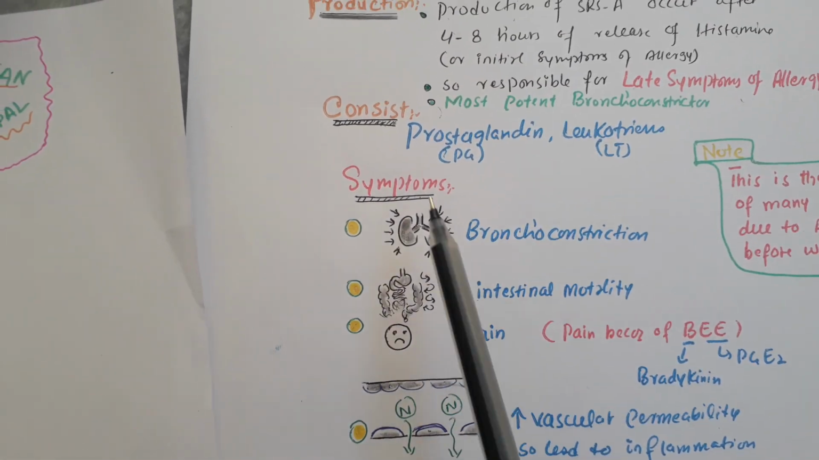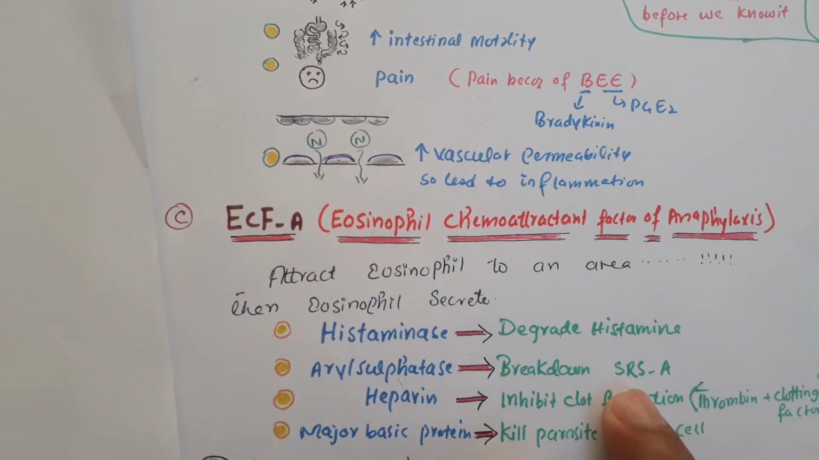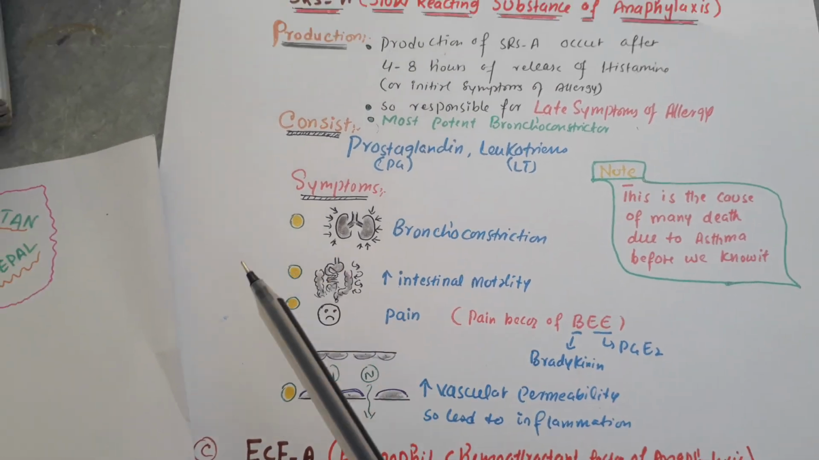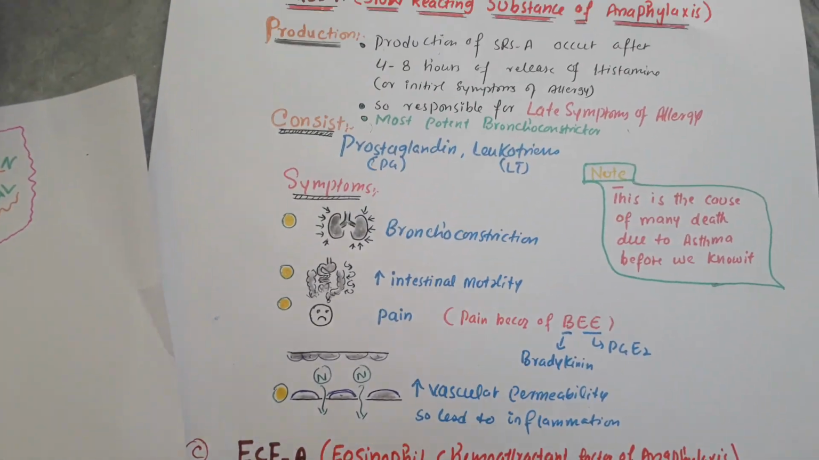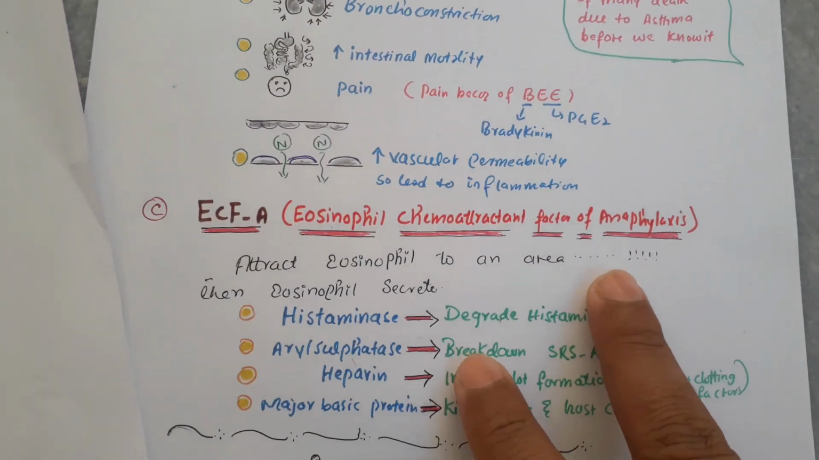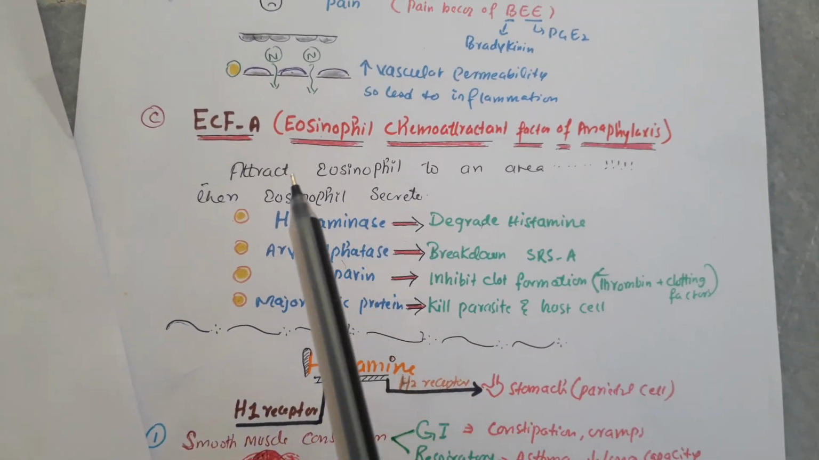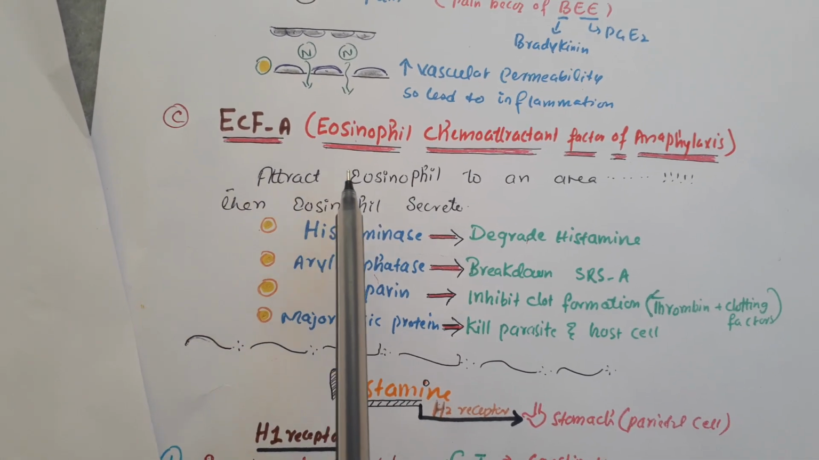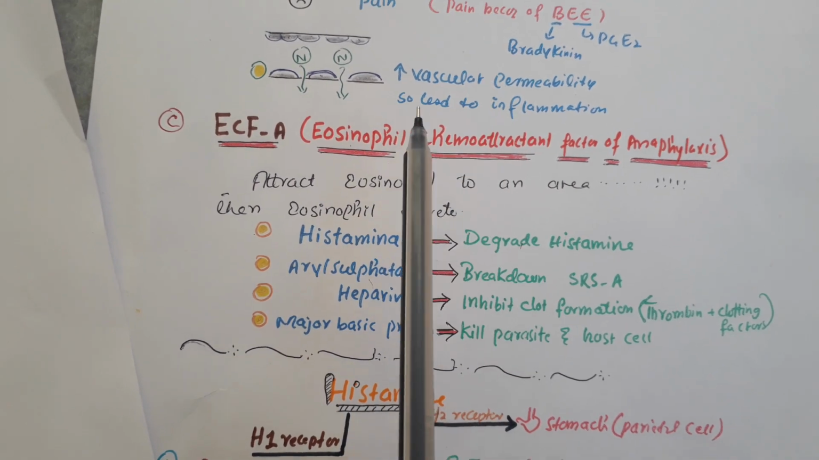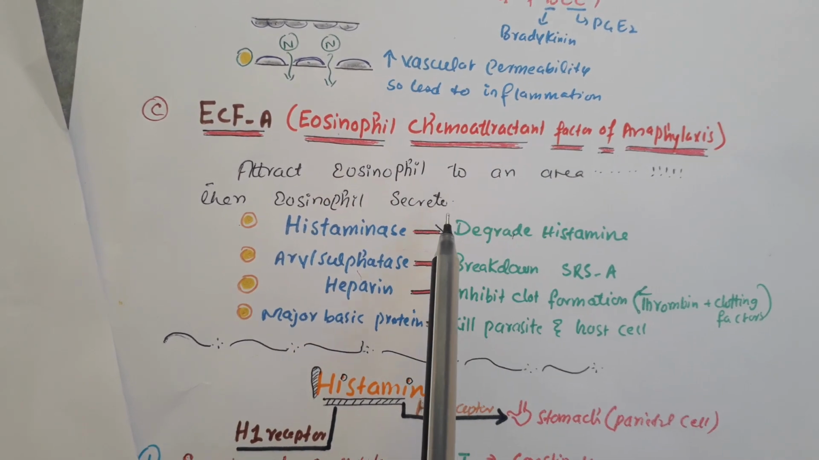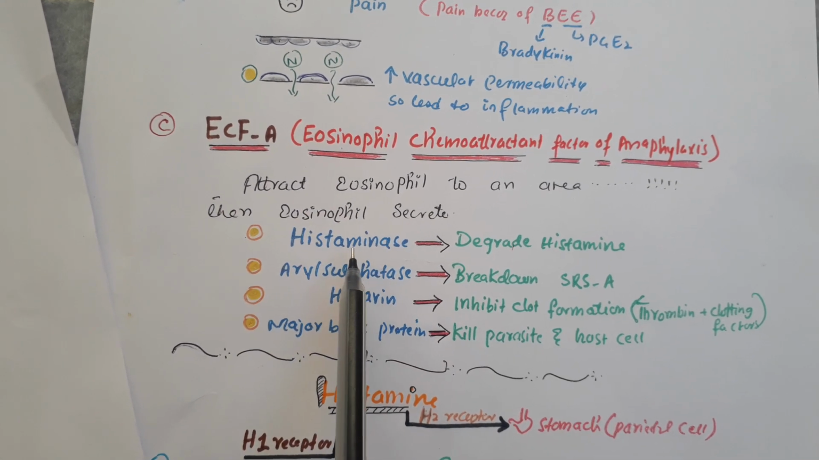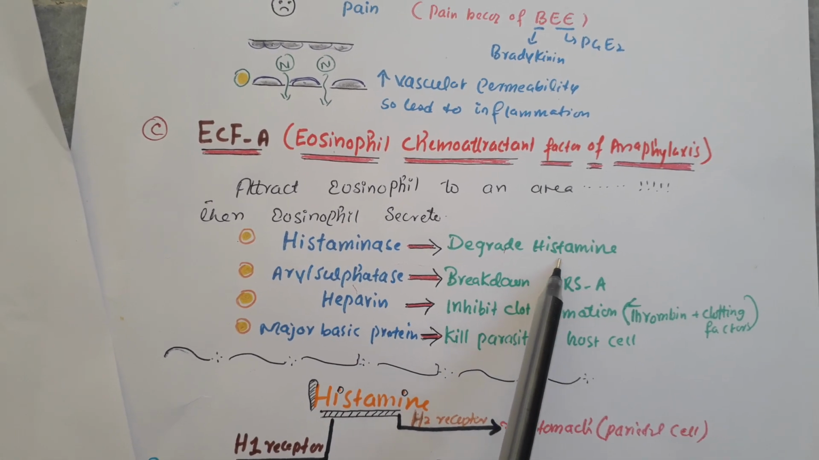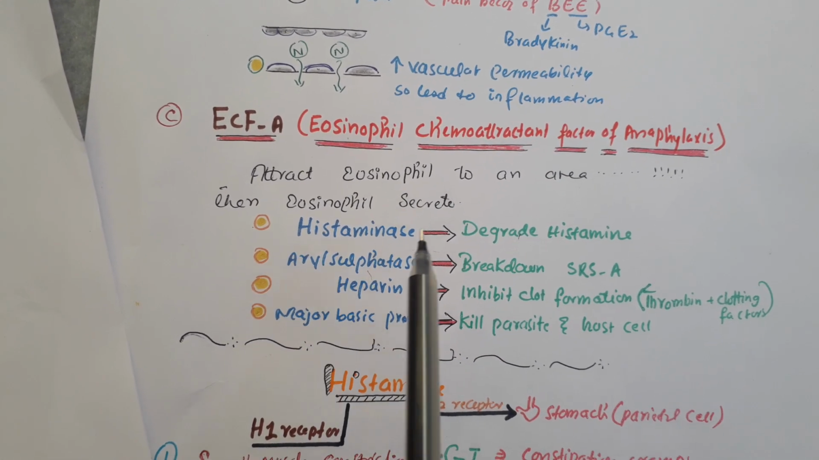But here you can also explain these on the basis of SRSA. And you have to remember, this was the cause of many deaths due to asthma before we knew it, okay? SRSA actually consists of prostaglandin and leukotriene. Now let us explain. This is somehow part of the regulation of histamine. ECFA, eosinophil chemoattractant factor, is also secreted 4 to 8 hours after the release of histamine. So then eosinophils will be invited to that area, and eosinophils will secrete histaminase, which will degrade or destroy the histamine.